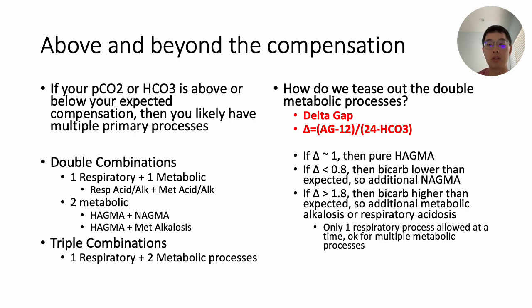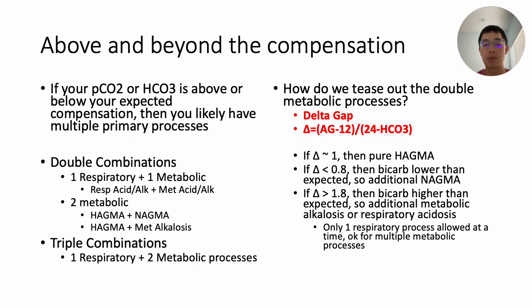I also wanted to introduce another equation to you called the delta gap, which is used when you already have an established presence of a high anion gap metabolic acidosis. This will help us to determine if there's something in addition to the process leading to the gap acidosis that is going on. The equation is the difference between the anion gap and the normal gap of 12 divided by the difference between the measured serum bicarbonate and normal serum bicarbonate level of 24.